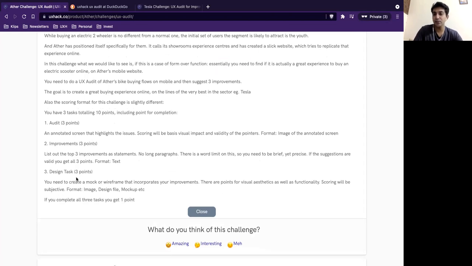And then a design task. Now this is interesting. So the first two challenges were ideation. We are a platform for PMs, designers. So here, slight bias towards the designers. Good one for you. We would like to see a mock-up or a wireframe of what your improvements look like.